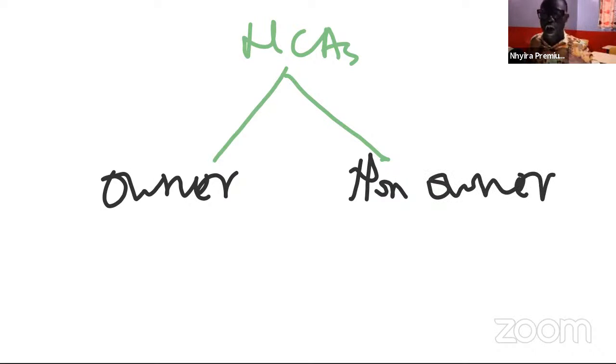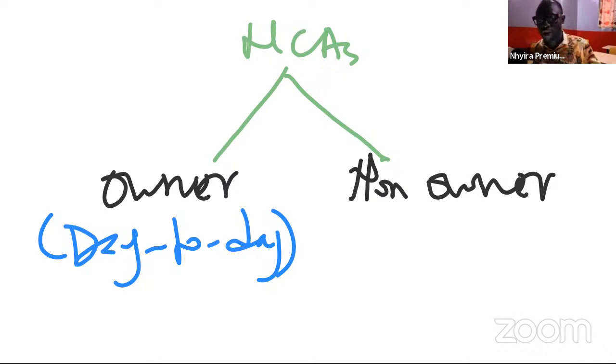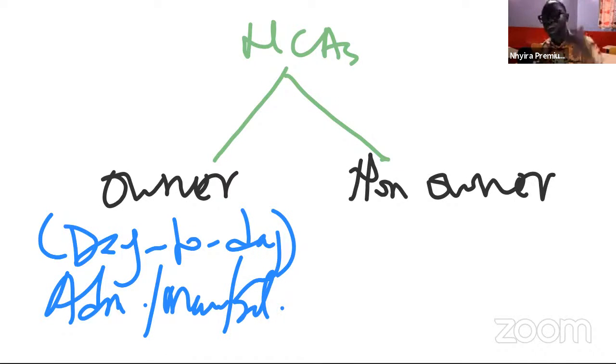Now, when we say owner-occupied tangible assets, what we mean is that these assets are used in the day-to-day running of the organization. In other words, these assets are used by the organization probably for administrative purposes, or for manufacturing purposes, or as a sales room or something like that. The business uses these assets in its day-to-day running. These are called tangible owner-occupied non-current assets.